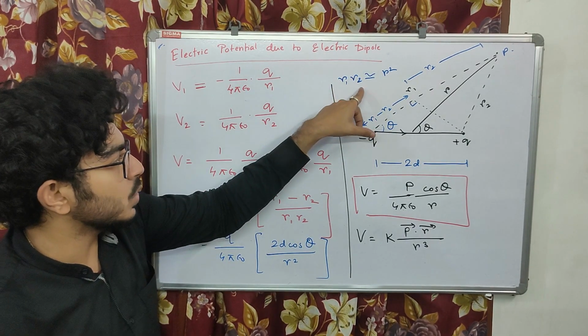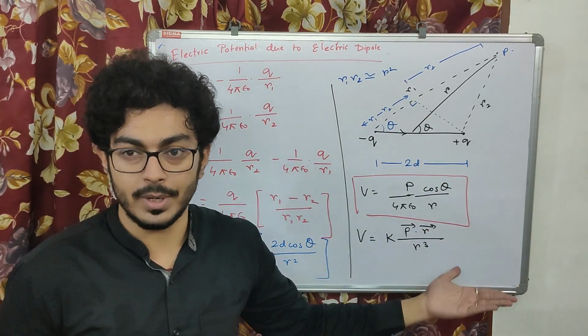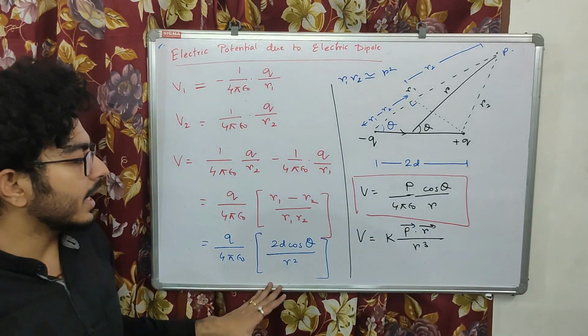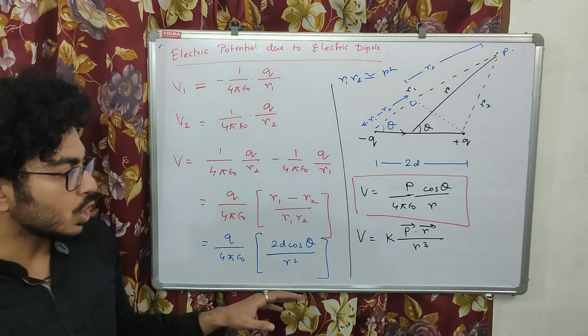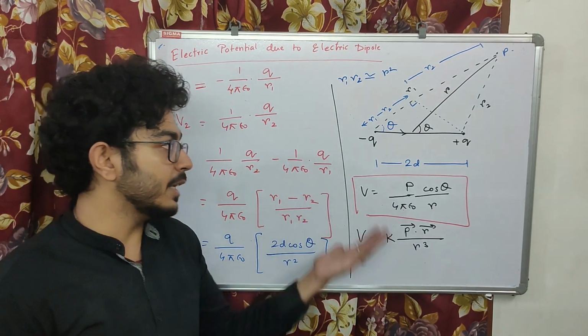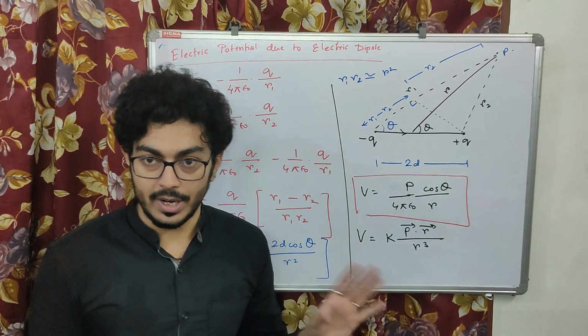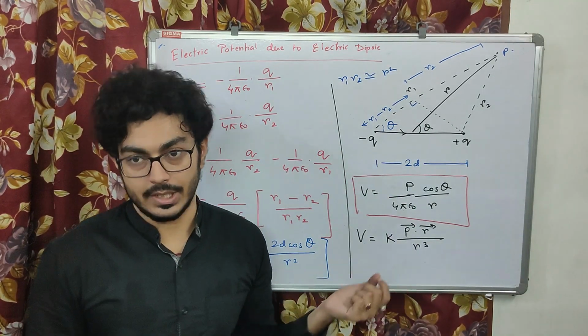How have I considered this part? How can I say R1 into R2 is equal to R square? I just gave you the example, that is 2.9 into 3.1. It comes to about 9 only. So this is how we can explain the electric potential due to a short electric dipole at any point which is making an angle theta with the dipole moment. That point, that is the position vector of that point from the electric dipole.